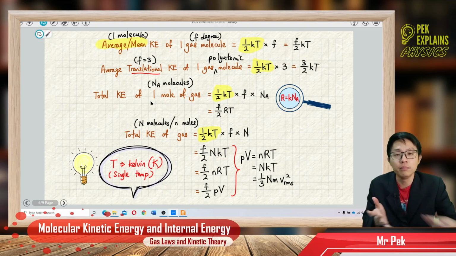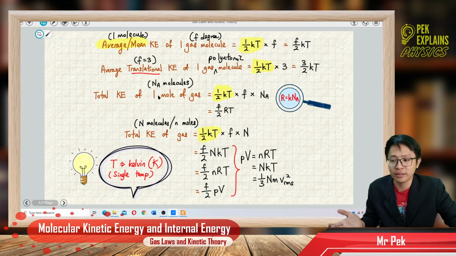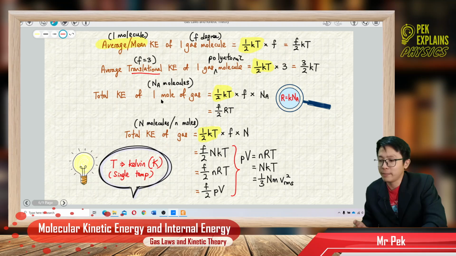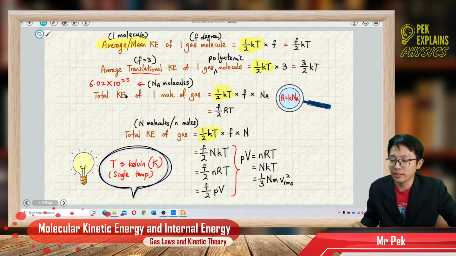Now, what if I have 1 mole of gas? More than one gas molecule. How many gas molecules in 1 mole of gas? Whoa, that's a lot. Remember the number? It is 6.02 times 10 to the power 23 molecules. So what is the total kinetic energy for 1 mole of gas? 1 mole of gas has this amount of molecules, or we can say Avogadro constant, Na molecules.